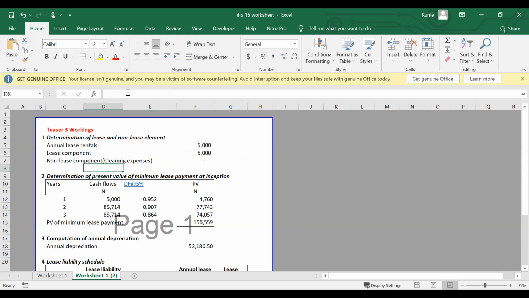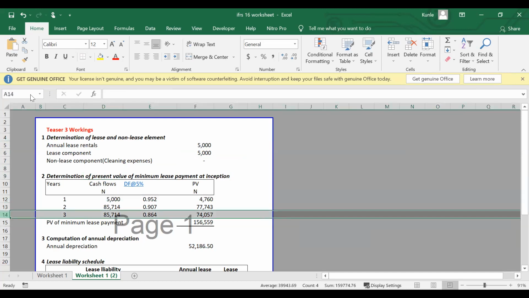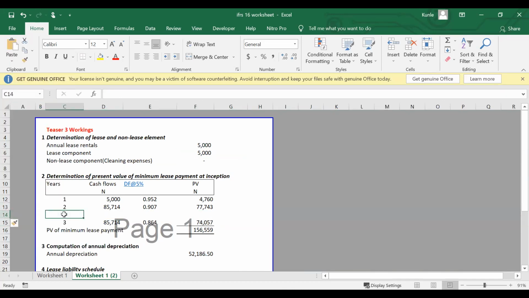Now, that is step one, because in every lease arrangement you have, you need to ascertain whether, from the lease payments, there are lease components and non-lease components, right? So the next one is determining the present value of the minimum lease payments, right? This is an arrangement for how many years? So you should have year 1, 2, 3, and 4, abi.